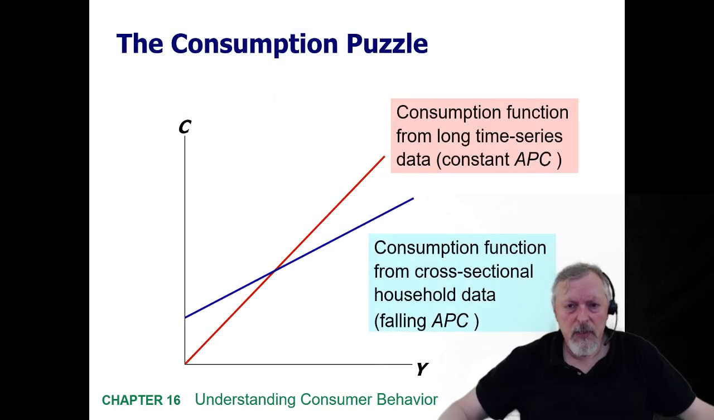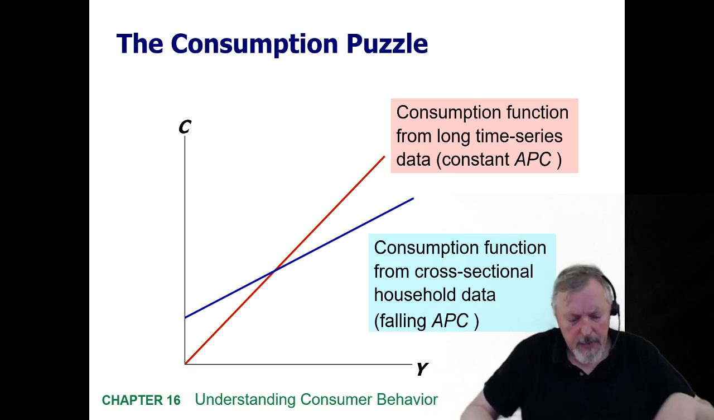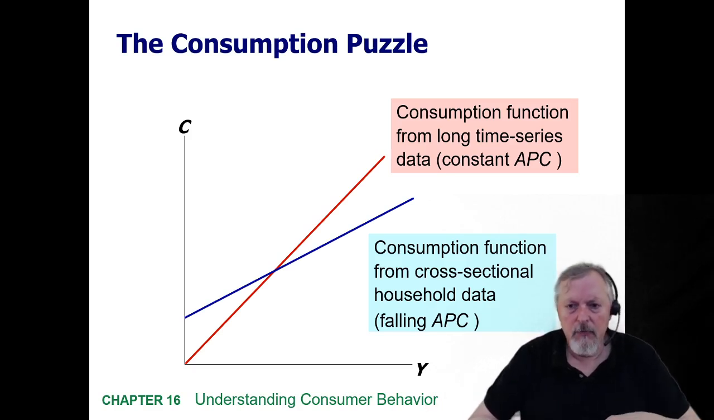Now, it was really a problem, we know now, of comparing apples and oranges, or cross-sectional data versus time series data. If you take a snapshot of the economy at one point in time and look at the fraction of income poor people spend and the fraction of their income that rich people spend, you'll find that the marginal propensity to consume does fall as income rises.